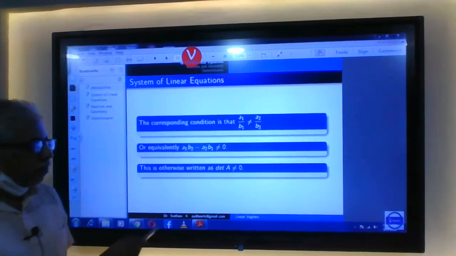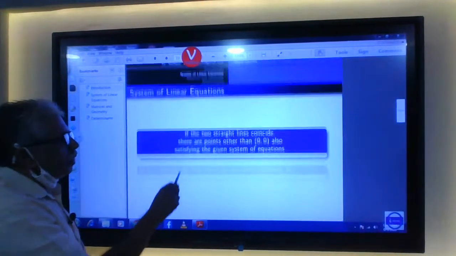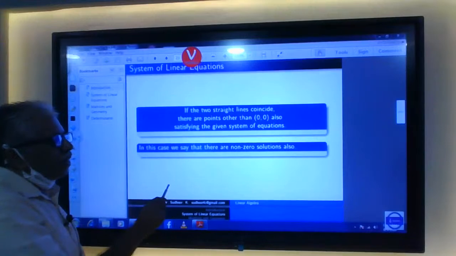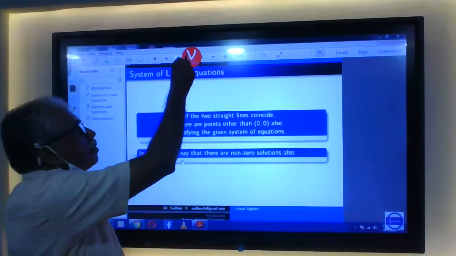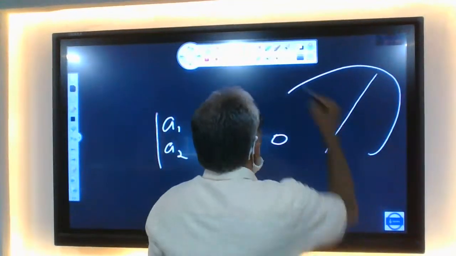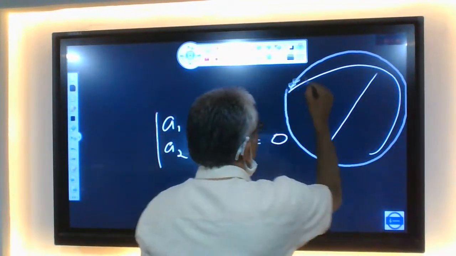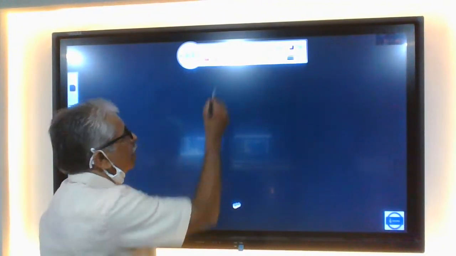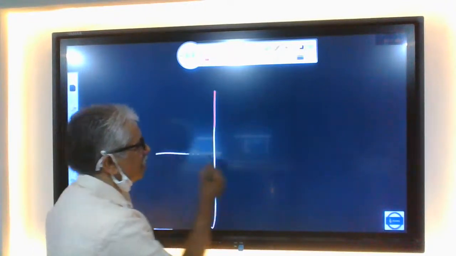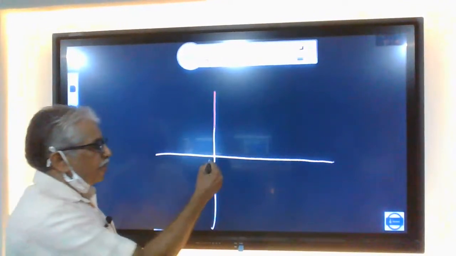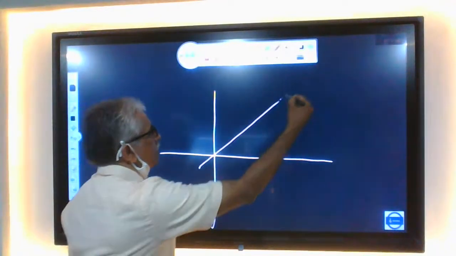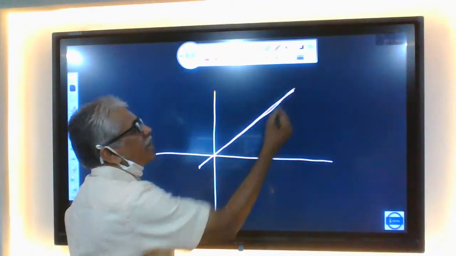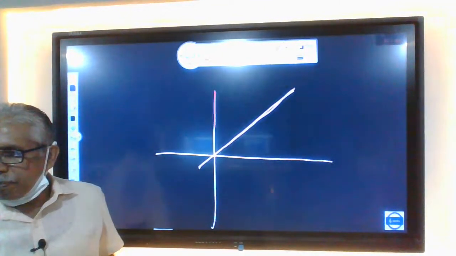Now, if the two straight lines are coinciding, how will you get it? The first straight line is drawn through the origin, and the second straight line you draw again over that. So in that case, the two straight lines are coinciding.